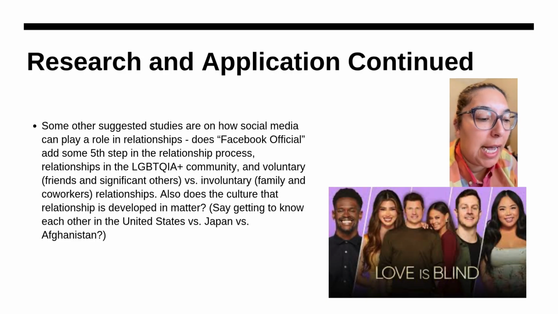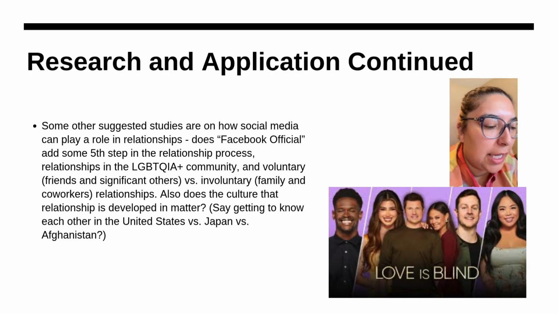And then also looking at voluntary versus involuntary, where voluntary would be like your friends, significant other, people you can choose, versus involuntary is your family, your coworkers, you don't really get to choose them. And looking at those relationships and the stages they go through. And then also, does the culture that relationship is developed in matter, which I thought was fascinating. So say getting to know each other in the United States versus Japan versus Afghanistan, or the Middle East in general. There's a lot more lockdown on relationships there. So interesting to look at.